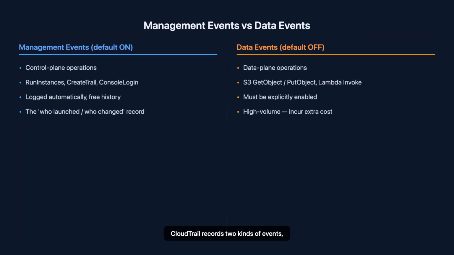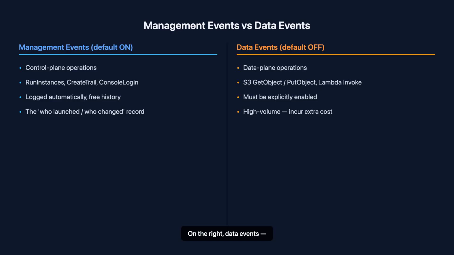CloudTrail records two kinds of events, and the difference is tested. On the left, management events. These are control plane operations like launching an instance, creating a trail, or logging into the console. They're logged automatically and they're your who launched and who changed record.